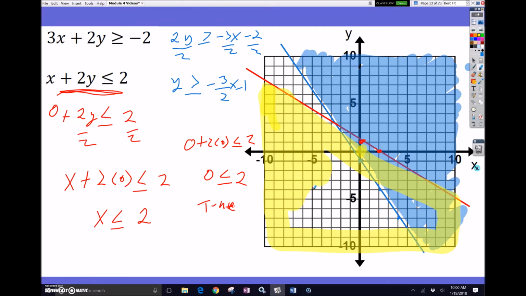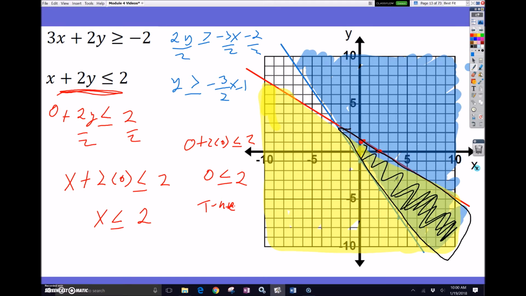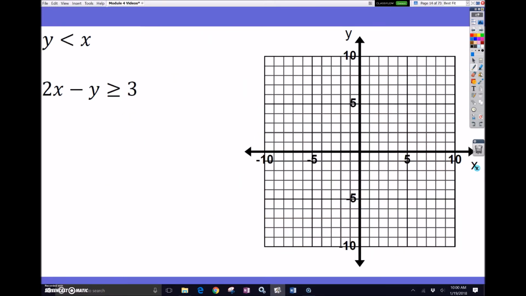Now the correct answer to a system of linear inequalities is where they are both shaded. As you can see, which I'm going to circle in black, this area right here, where it is shaded both in yellow and blue, is your correct answer. Okay, so let's go ahead and look at this next one.